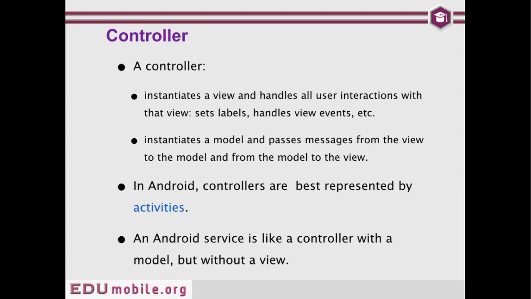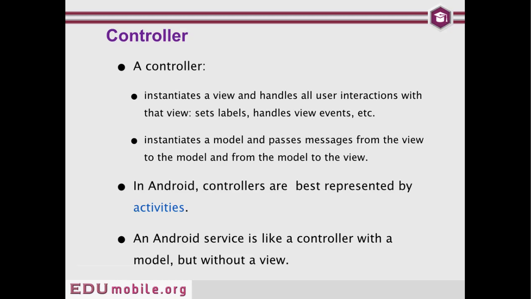A controller will instantiate the view, and it will handle all user interaction with the view. It will set label text, it will handle view events, and so forth. So everything that happens on the view is done to a greater or lesser extent by the controller. The controller also instantiates the model, and it passes messages from the view to the model and from the model to the view. The important thing here is that the model and view don't communicate directly with one another. They always communicate through the controller.